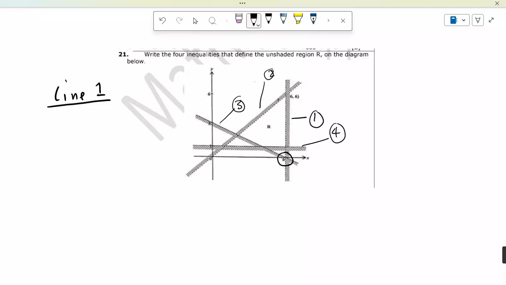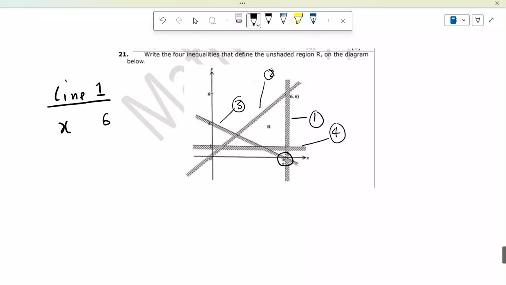Okay, so it's passing through what axis is this? This is x, so you write x-axis. Then what number is here? 6.